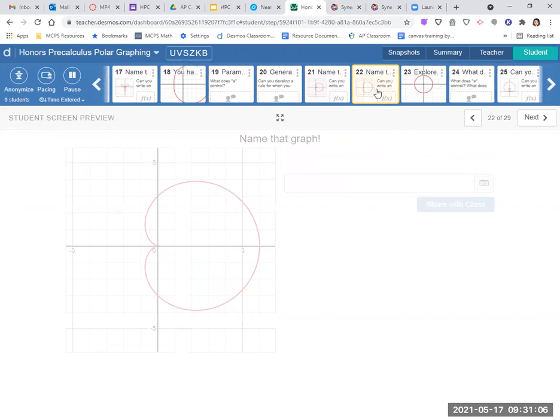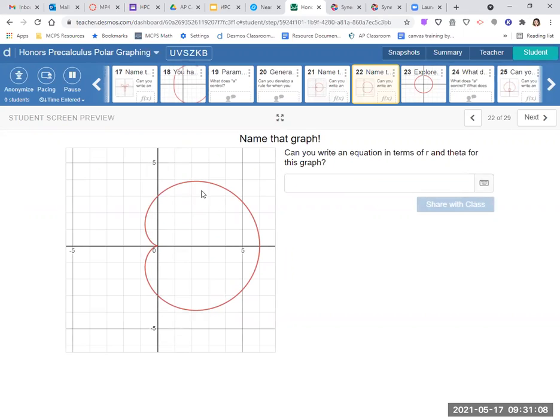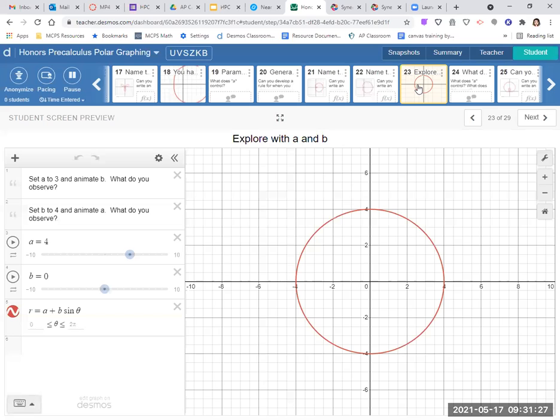All right, so I'll leave you to write this one. Since it's a cardioid, you know that A and B have to be the same, and you have a radius, for lack of a better word, of 6. So think about two numbers that add up to 6, and they have to be the same because you have a cardioid. So I'll let you do that. And then here's where you would just explore, animate, and play around with the graphs.